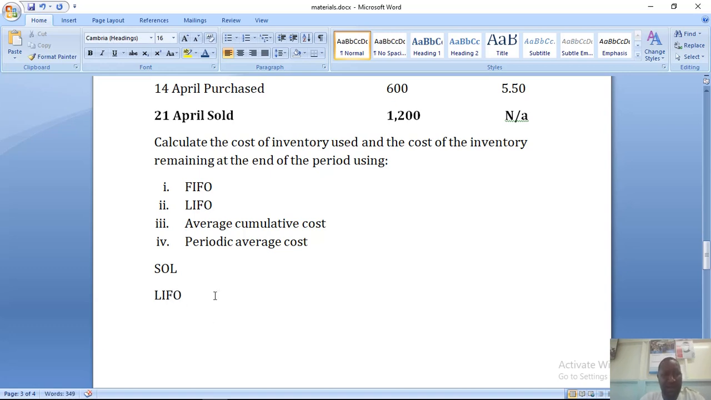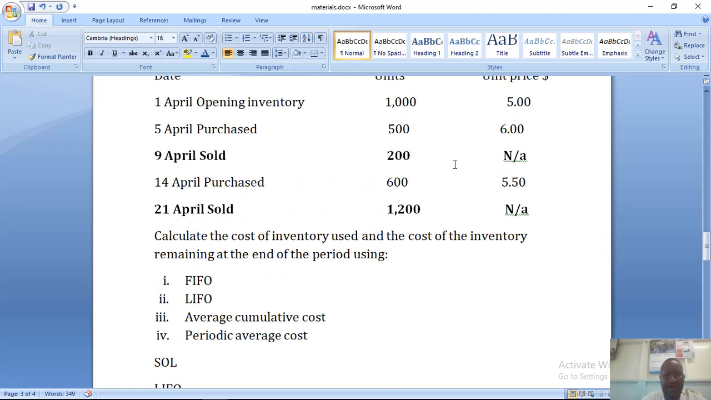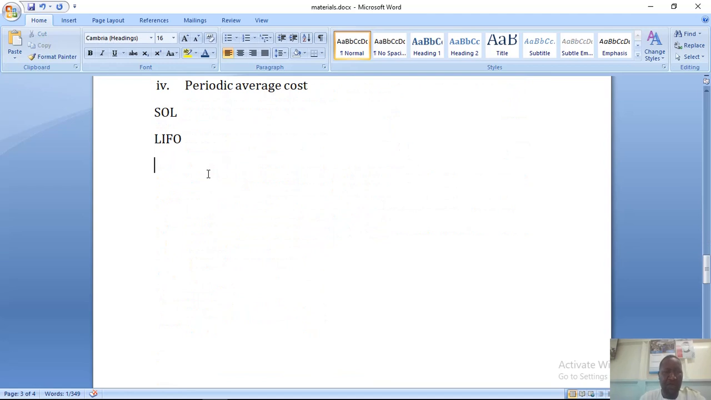Last in, first out. So the issue on the 9th, 200 units that we are issuing on the 9th of April, will come from the latest consignment received, and the latest consignment received is the 500 units that were received on the 5th. So we issue 200 units from that, and the units will be issued at the price of $6 per unit. So, issue on the 9th of April.